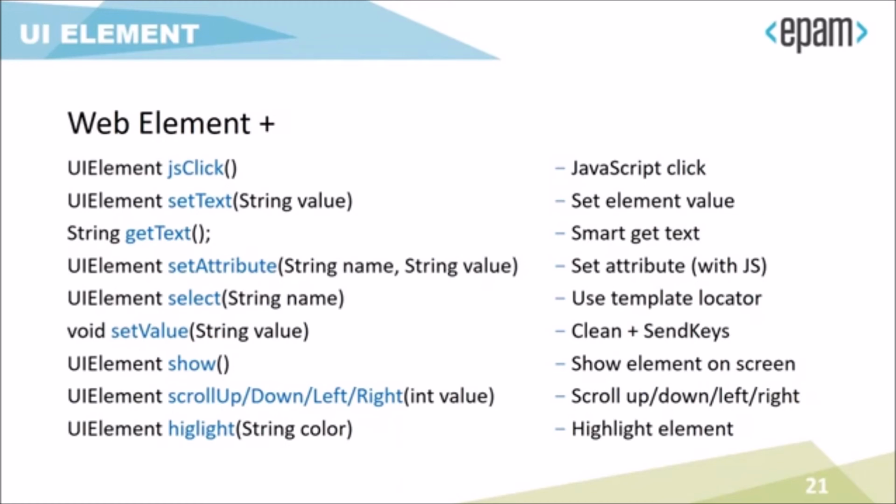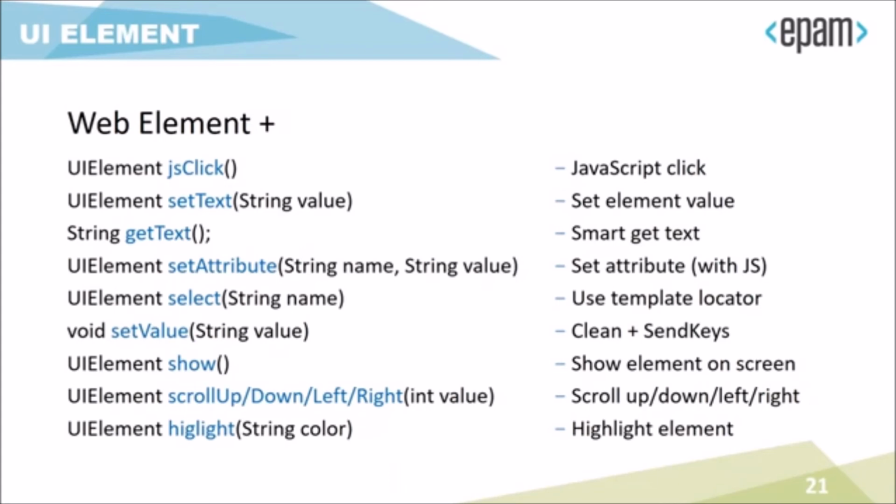You can get the text from the value element. This is also a smarter version of getText, and you can get it from the value or from the text part of your tag. You can set the attribute. As you know, in Selenium you can only get it, and this is pretty common JavaScript code for setting attributes, but we just put it in the method, so you don't have to Google it when you need it.